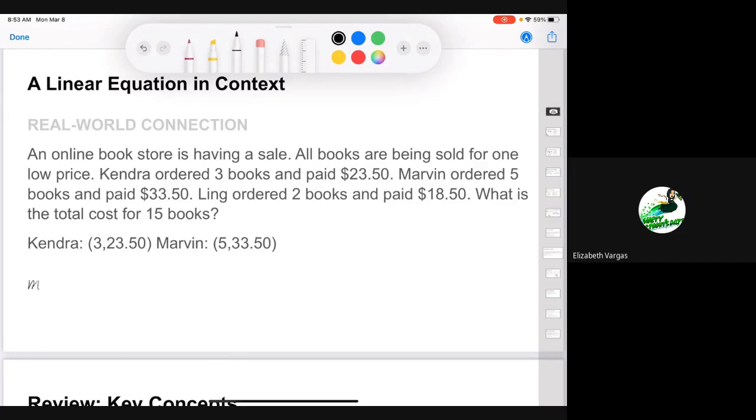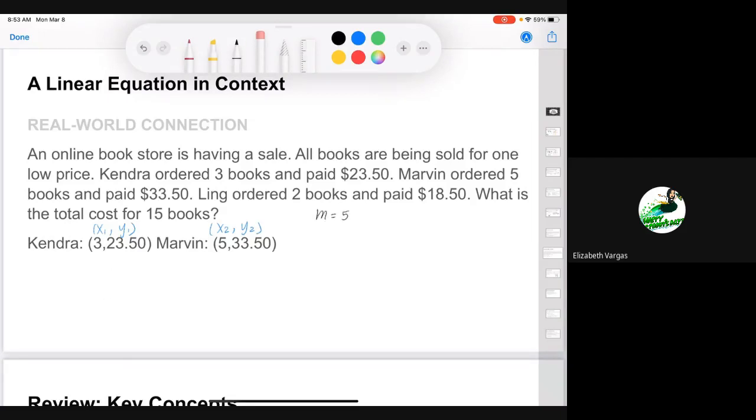So m is equal to y2 minus y1 over x2 minus x1. So 33.50 minus 23.50 over 5 minus 3. And if you want to know where I got that information, again, this is my x1, my y1, my x2, and my y2. And so I just plug that into the slope equation, which gives me 10 over 2. 10 divided by 2 is 5, and so my slope is 5. So I know my slope is 5.